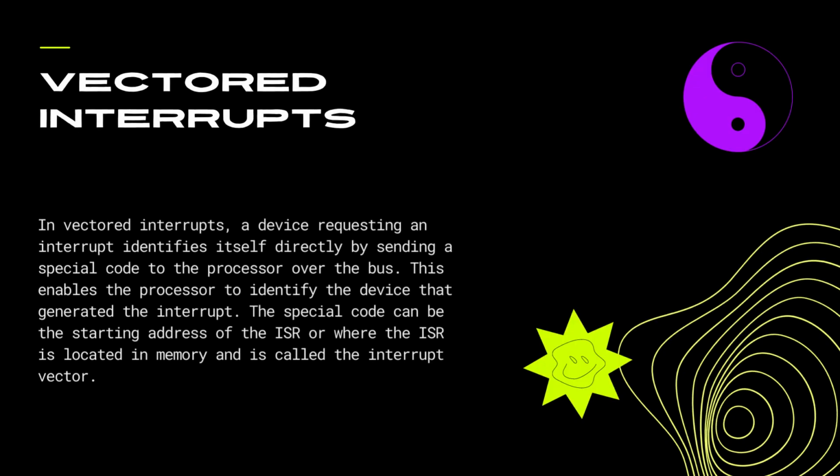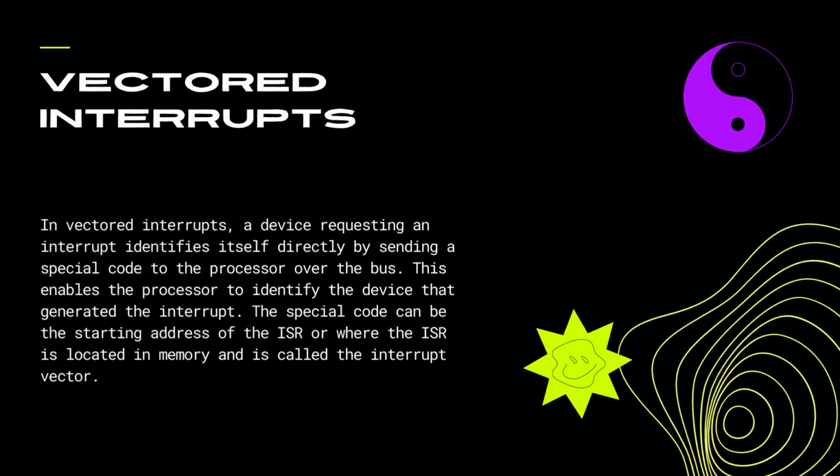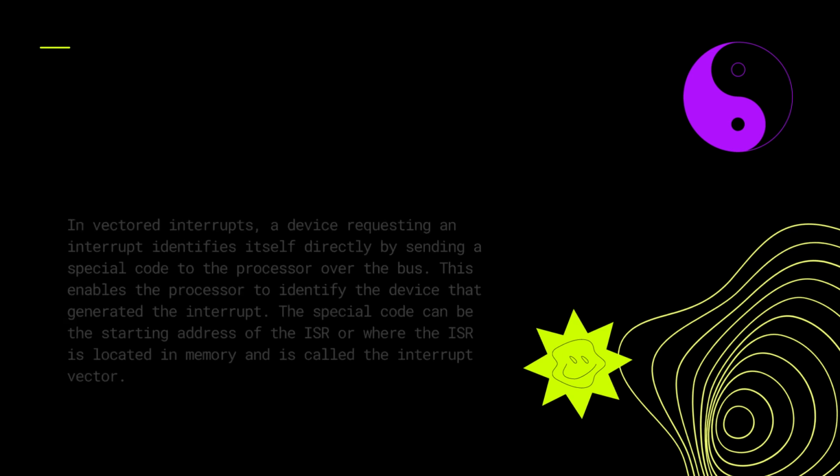Next, what are vectored interrupts? In vectored interrupts, a device requesting an interrupt identifies itself directly by sending a special code to the processor over the bus. This enables the processor to identify the device that generated the interrupt. The special code can be the starting address of the ISR, or where the ISR is located in memory, and is called the interrupt vector.